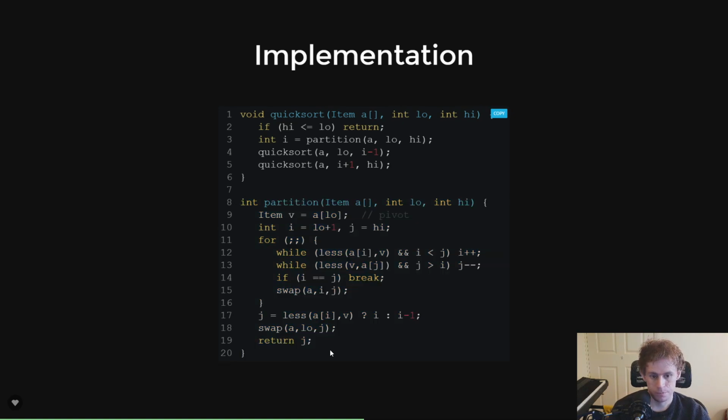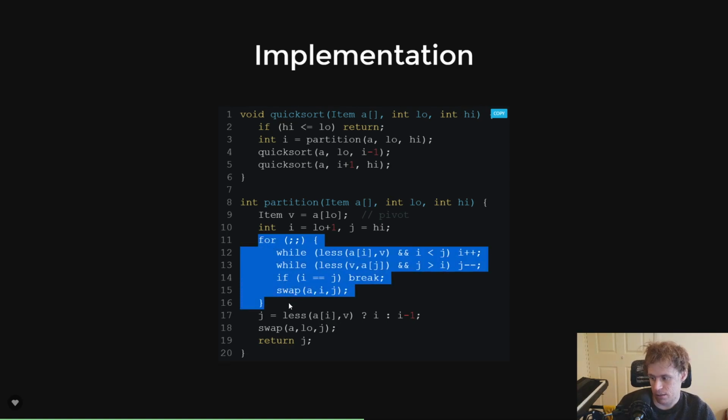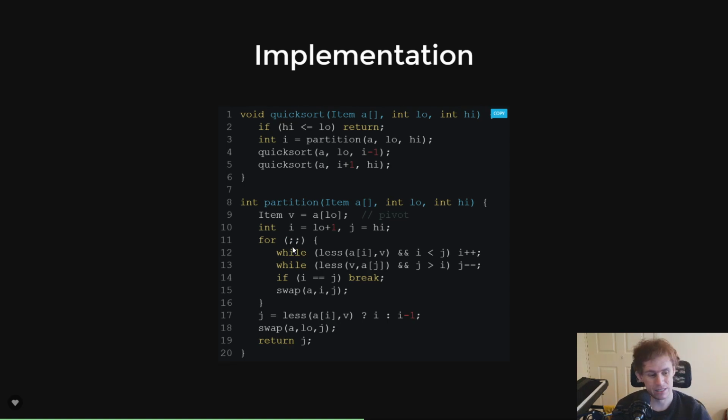Well, it takes in a high and a low, and we know from previous experience that its job is to take those two things and rearrange it about a pivot. Now, this particular partition function is using the first element of the subarray as a pivot. It's doing exactly what we did before. It is using a for loop forever, with no initialization, no condition, and no increment. Basically, it's the equivalent of a while true.